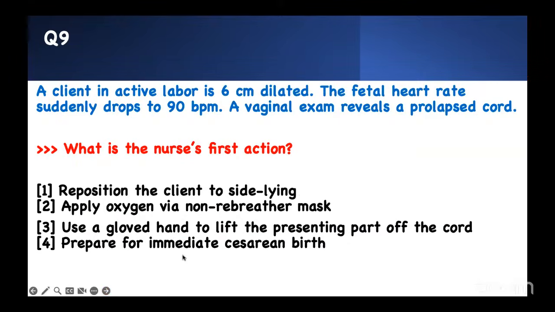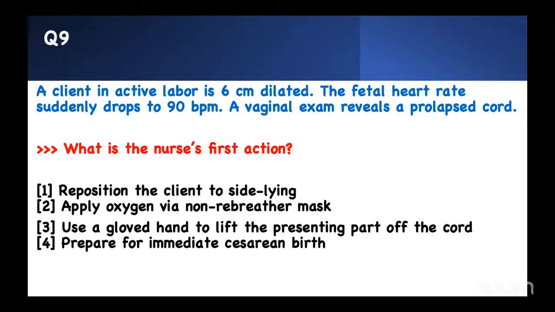What is the next first action? A client in active labor is 6 centimeters dilated, consistent with active labor. The fetal heart rate suddenly dropped to 90, bradycardia. The vaginal exam reveals cord prolapse. What is the next first action? How do you manage cord prolapse? Place the mommy in the side-lying position. Give oxygen. Use a gloved hand to lift the presenting part off the cord, or prepare for immediate C-section.